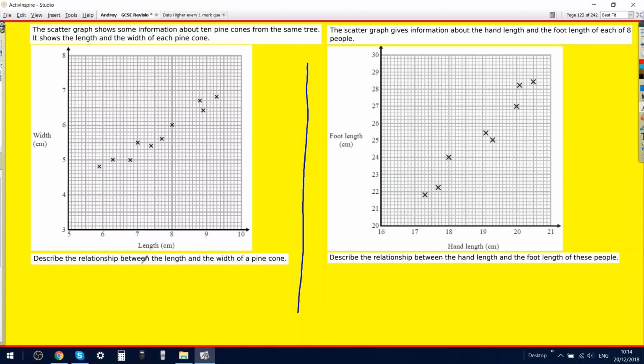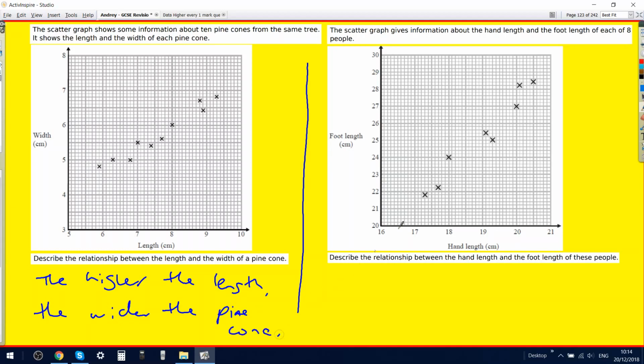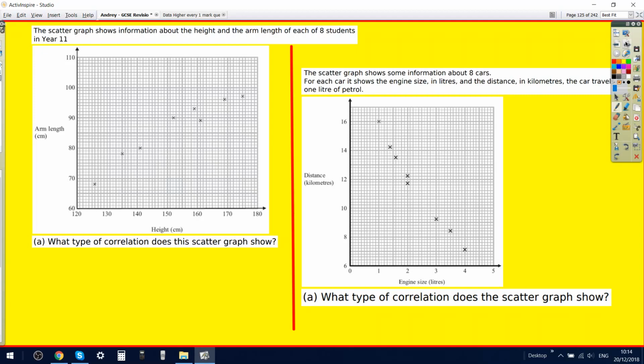So could you say like, so on average, the higher the length, the wider the pine cone. Yeah, length. Pine cone. How about one on the left? So like, so the taller you are, the longer your arm is. So that would be the relationship.